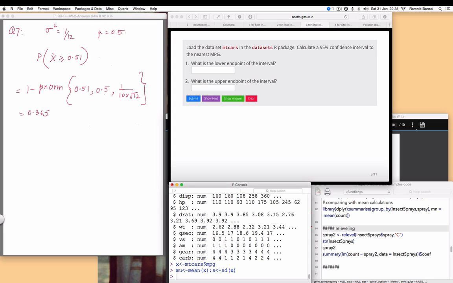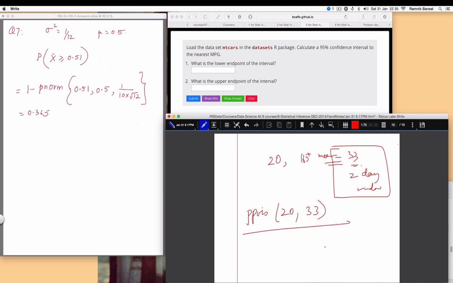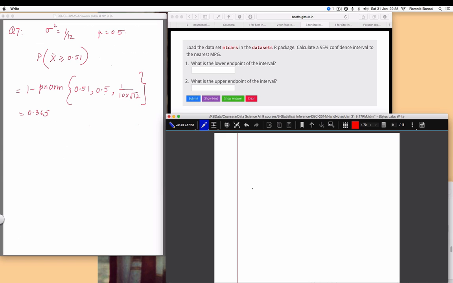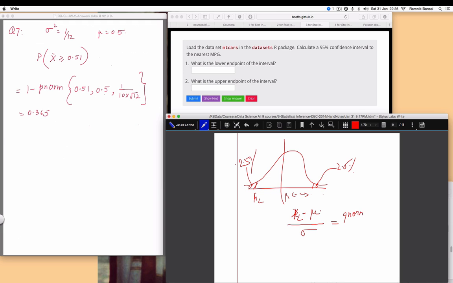So the 95% confidence interval will be given by, how do I do that? Let's solve it here. 2.5%, how many standard deviations away is this? Typically, let me call this lower tail value mu l, so the xl. I say xl minus mu divided by sigma equals Z, which makes it a normal distribution. Then this is equal to qnorm of 0.025.